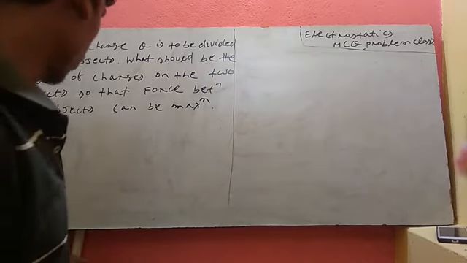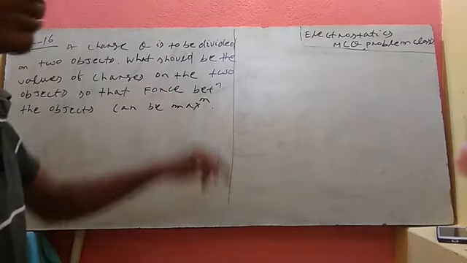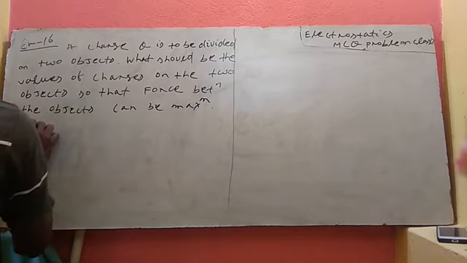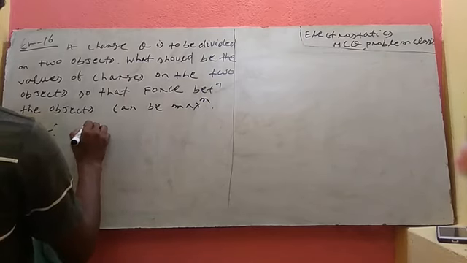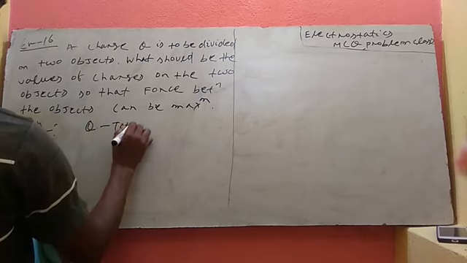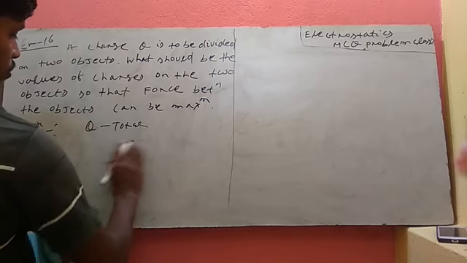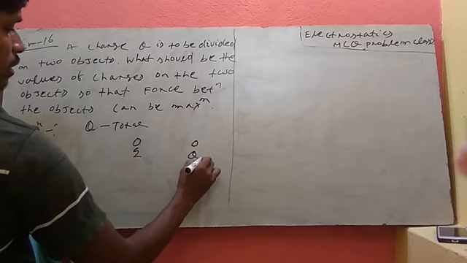So one doubt of a student, example 16: a charge Q is to be divided between two objects. What should be the value of charges on the two objects so that the force between the objects can be maximum? So you can write down the solution. Total charge Q, suppose one charge is q, another charge is Q minus q.